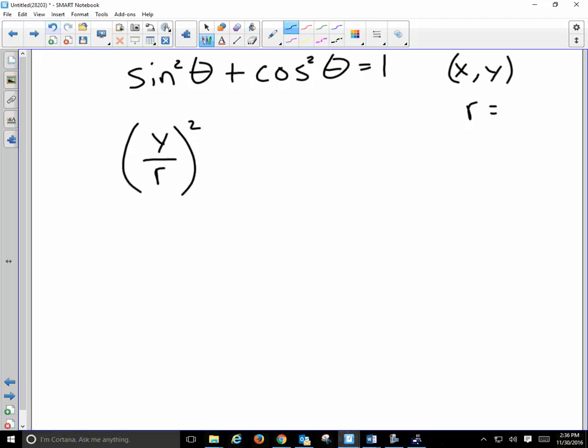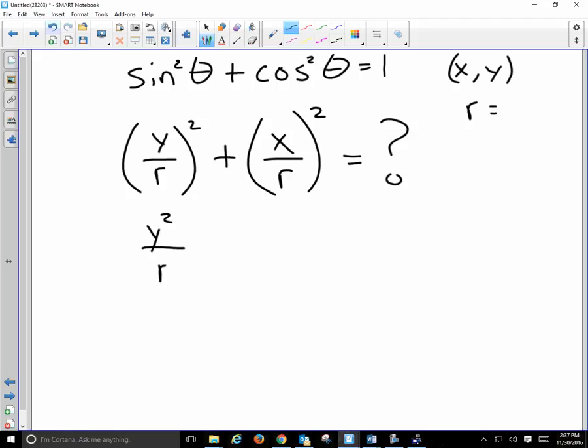You okay with that? Plus, what is cosine? Right? And we get something over here, and you want that something to be 1, correct? So we get something. Okay? So we get y squared over r squared plus x squared over r squared. Is that something? You okay with that?